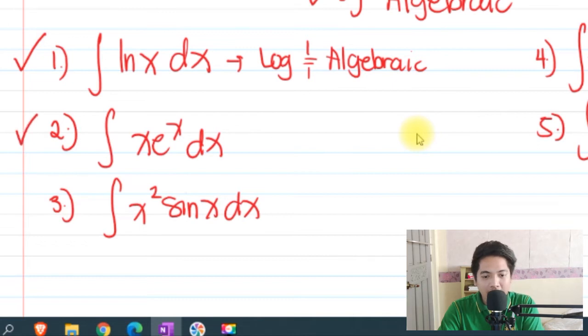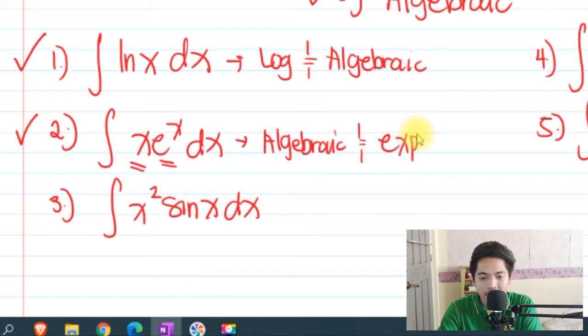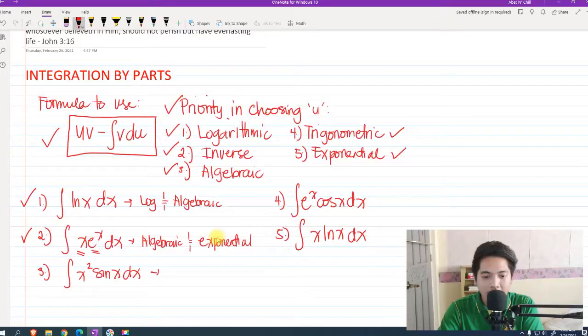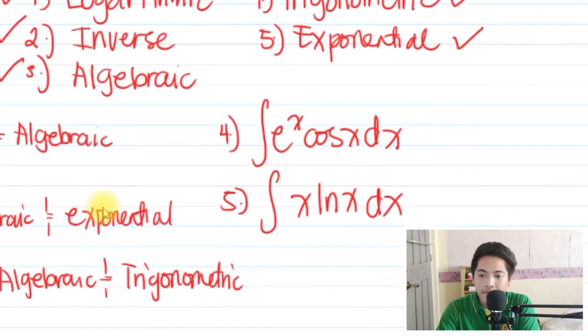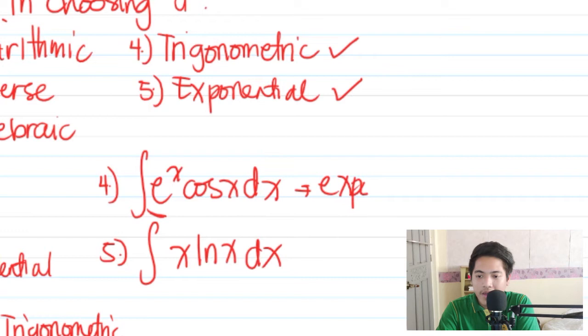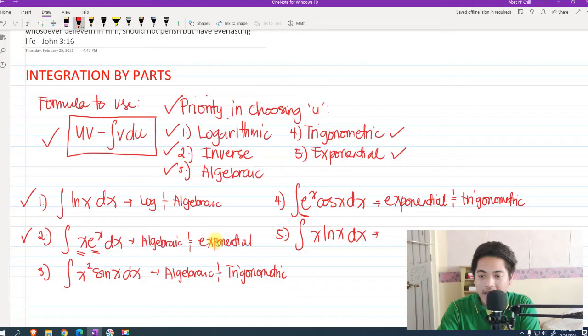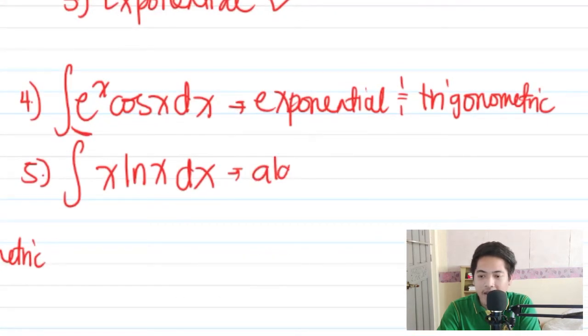For number 2, we clearly have an algebraic function and then an exponential, so the algebraic function is multiplied by the exponential function. For number 3, we have an algebraic again and a trigonometric. And for number 4, we have an exponential, e raised to x, and then a trigonometric. So you can use integration by parts if you see problems like this: two functions multiplied together. Number 5 is the integral of x ln of x dx, an algebraic and a logarithmic.